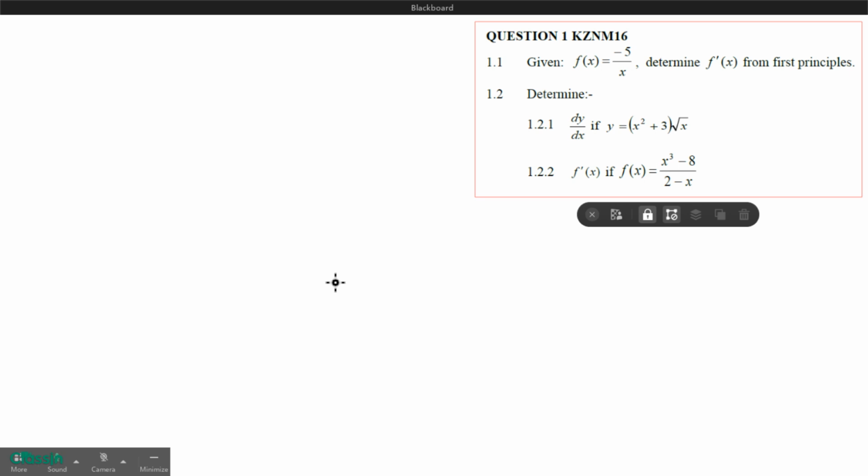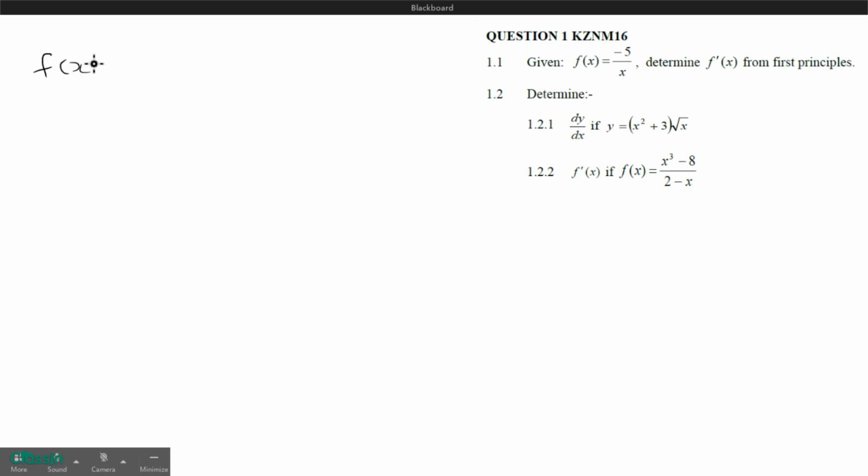Now, the question says determine f prime of x from the first principles. Okay, we have learned in calculus that if you are given f of x, let's say in the form of x to the power of n, when we differentiate f of x, we write it as f prime of x. F prime of x shows that we are deriving.